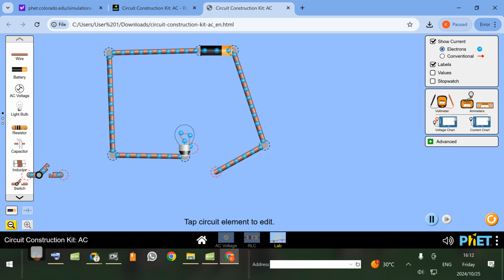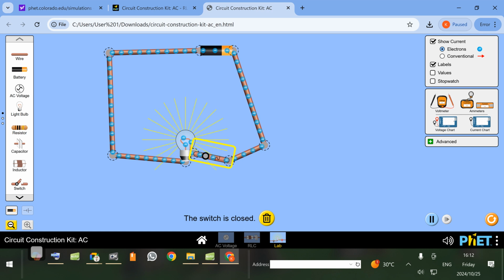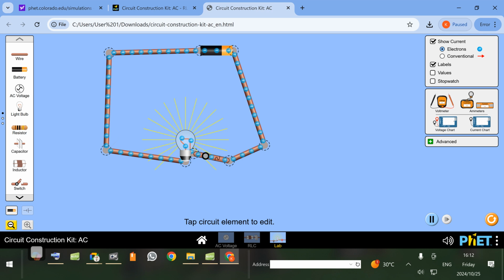And where is my switch? Okay, I'll fix it. Now that's my switch. When I close this particular one, we have light. Now check what I'm going to do. I'm going to short circuit by creating, let me put another switch here.